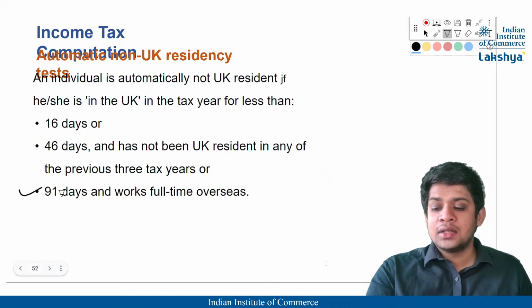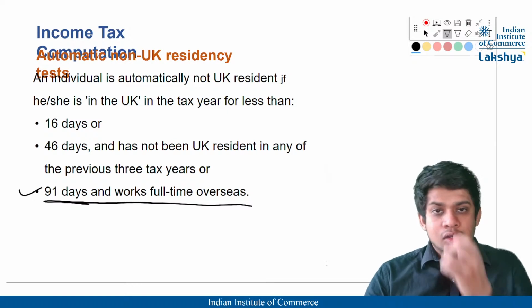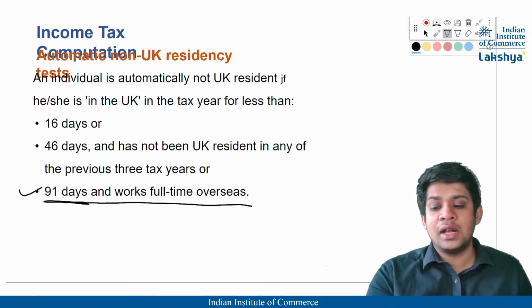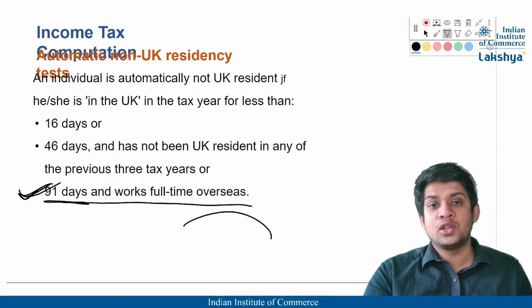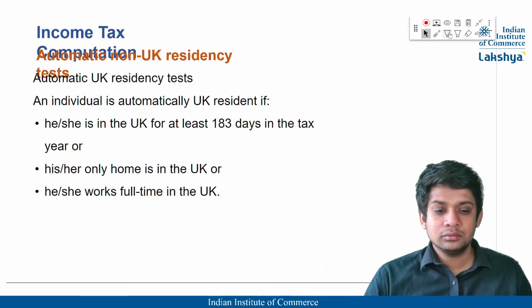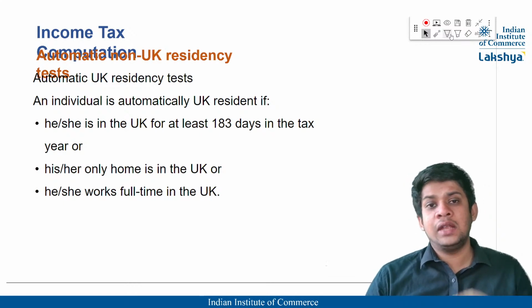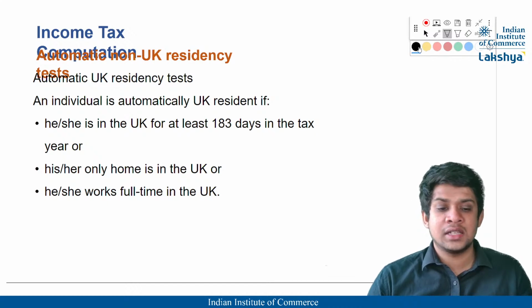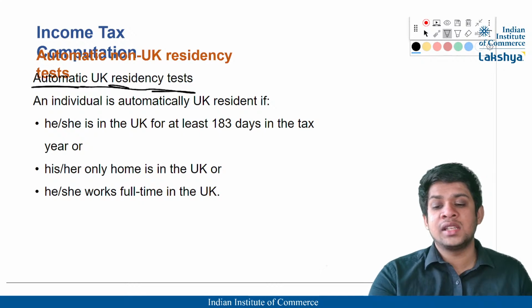Then comes the next part: the 91 working days test. He has been in the UK for less than 91 days and works full time overseas, not in the UK. Then he can stay up to 91 days and he should not be considered a resident of the UK. So if any of those tests are met, he will directly be considered a non-UK resident. And if none of them are met, then we'll go to the automatic UK residency test.